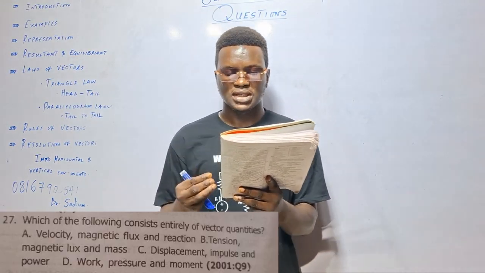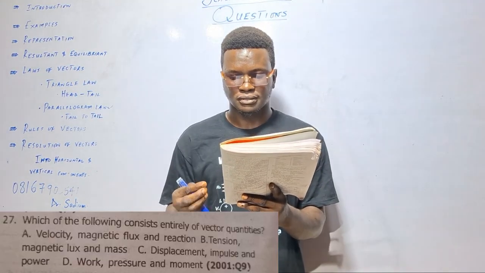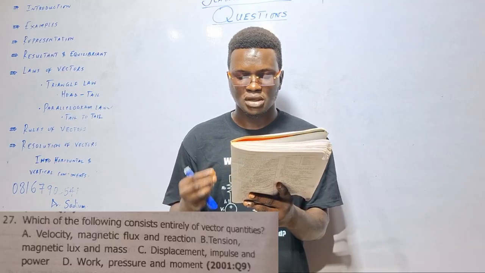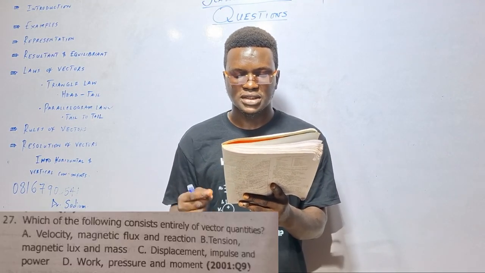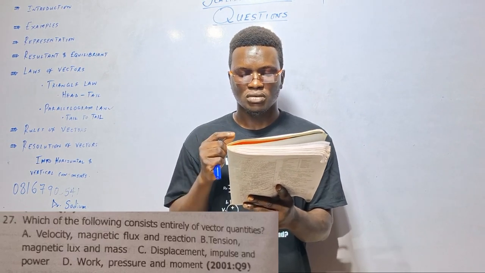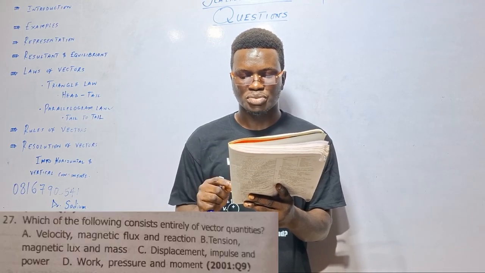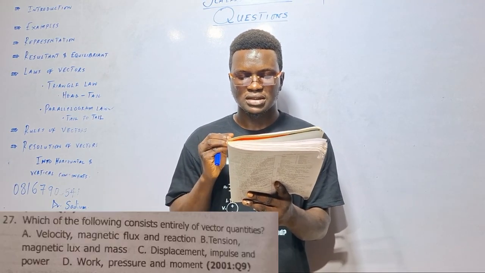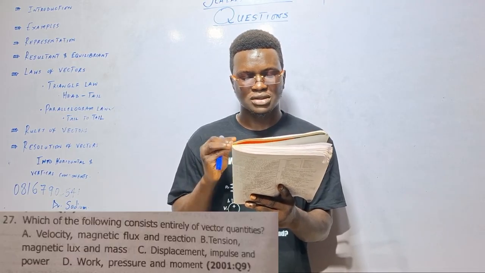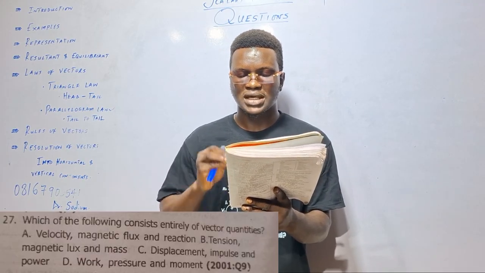B says that tension, magnetic flux, and mass. C says that displacement, impulse, and power. Then D says that work, pressure, and moment. So looking at this question, there is mass in option B, so that is wrong. There is power in option C, that is also wrong. Power is a scalar quantity. There is work in option D, that is also wrong.